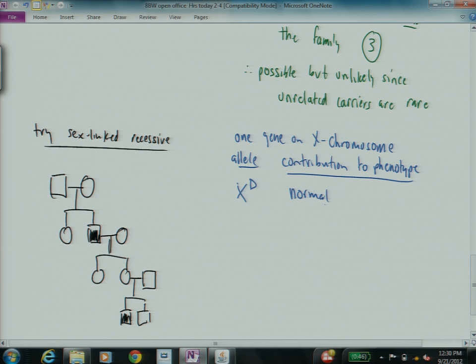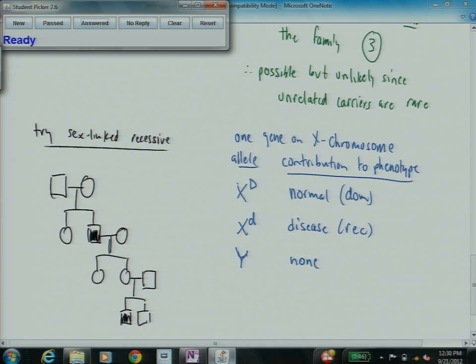Any more symbols we need? And Y. Does that get a little d or a big D on it? Karina? None, exactly. Because it's got no gene for this on it. All right, cool. Thank you. So let me call another name, and we'll start with some genotypes.